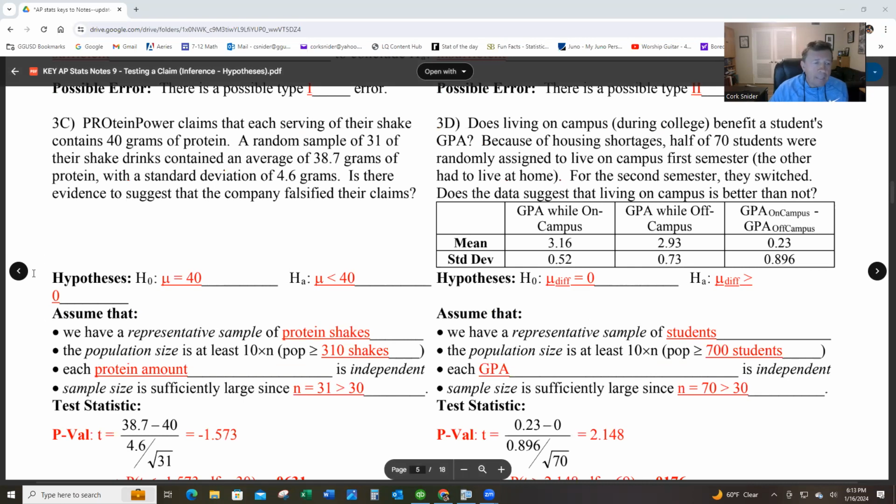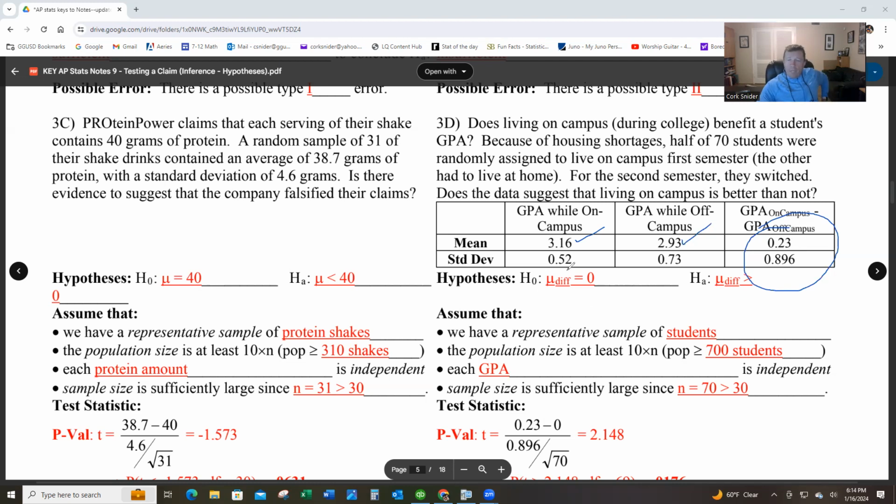Now, this is called a matched pairs test because you're looking at the difference right here. So what you're trying to figure out, these are the numbers we want. If you're on campus, this was your GPA, off campus is here. If those numbers were exactly the same, then the difference would be 0. And a difference of 0 proves nothing. However, there is a difference. The GPA was 0.23 higher when living on campus. Is that enough to prove that living on campus is better?